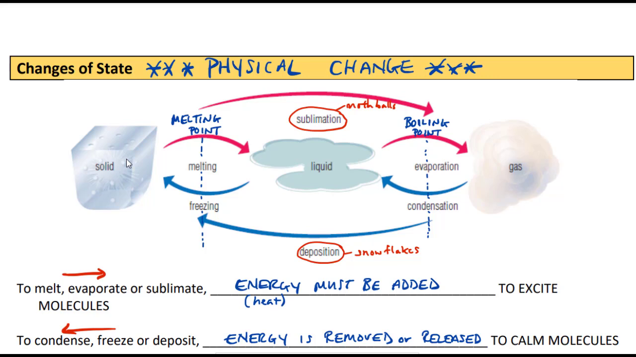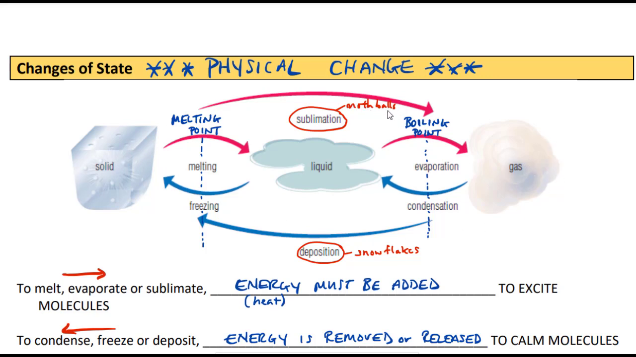There are 2 terms, though, that you may or may not have yet encountered in your science curriculum. And that's when you go from a solid and you skip the liquid phase. You go from a solid and you jump right to a gas. That's something called sublimation. Sublimation skips the liquid phase and goes straight to the gas. The other direction, going from a gas and skipping the liquid phase to go straight to a solid, is called deposition.